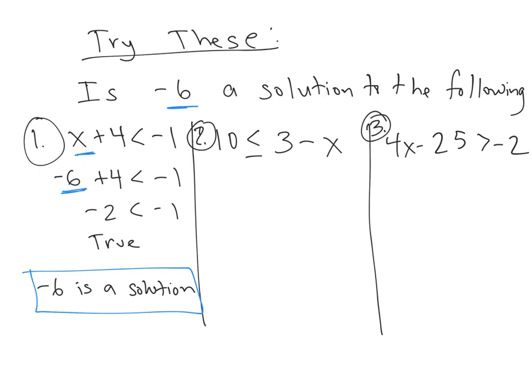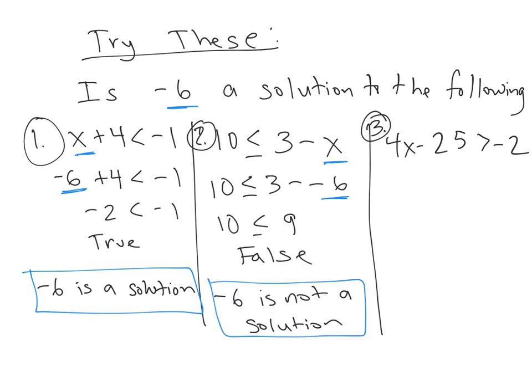All right, now go ahead and try number 2. Again, you're going to be plugging in -6 for x, in the inequality 10 is less than or equal to 3 minus x. If I plug in -6 for x, I'm going to get 3 subtract -6, which, if you ever do minus and negative like that, that's a plus, right? So it's 3 plus 6, which is going to make 9. However, 10 is not less than or equal to 9. So since that's a false statement, -6 is not a solution to our inequality 10 is less than or equal to 3 subtract x.